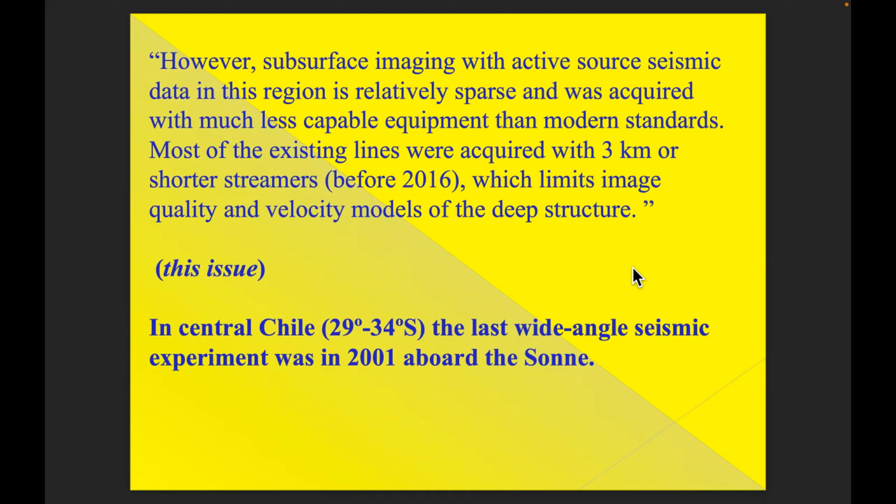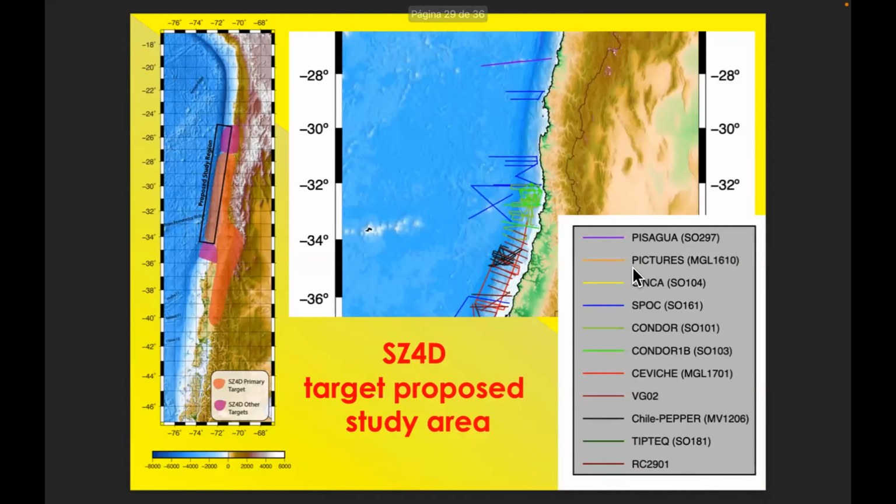Yeah, so the streamer is short, 3 kilometers. The former streamer is relatively short compared to state-of-the-art current techniques, which limits the image quality and velocity models of the deep structure. This is a technical point. And also, there are some seismic gaps that I would like to point out.